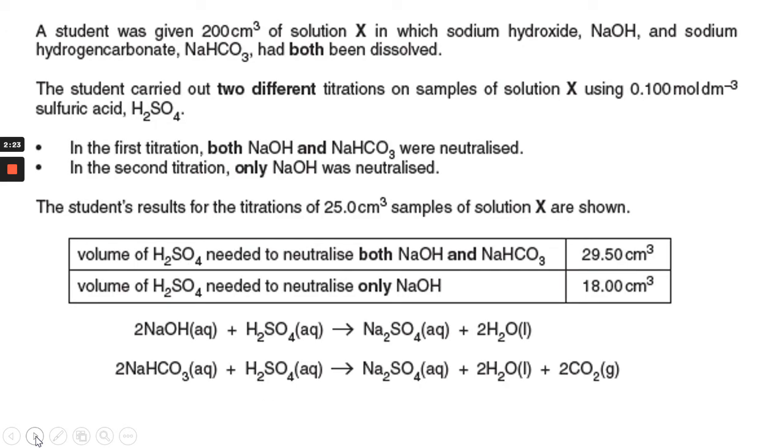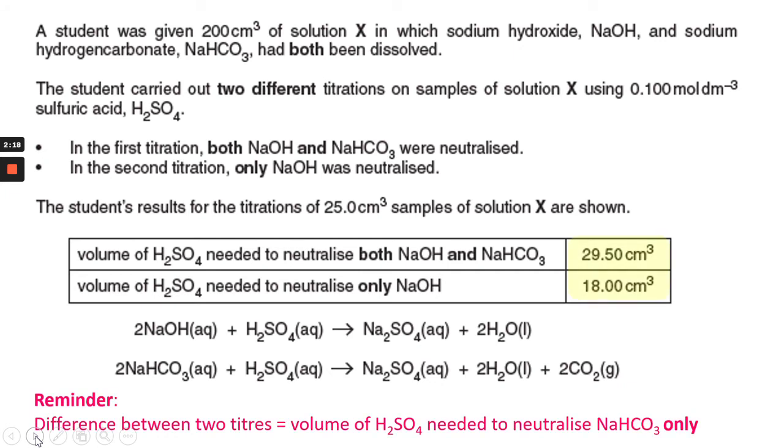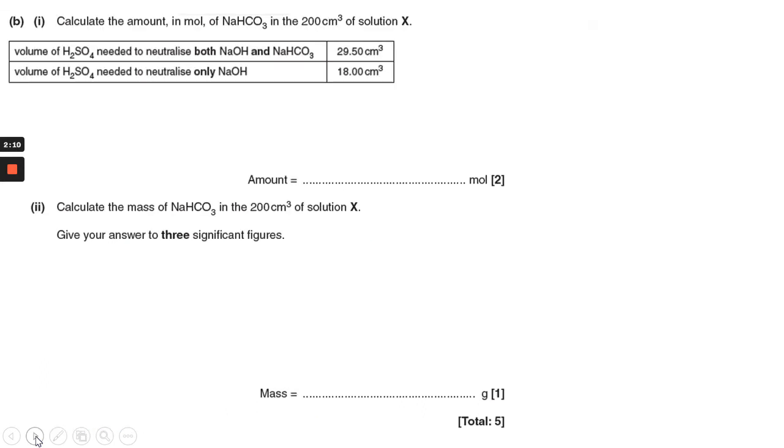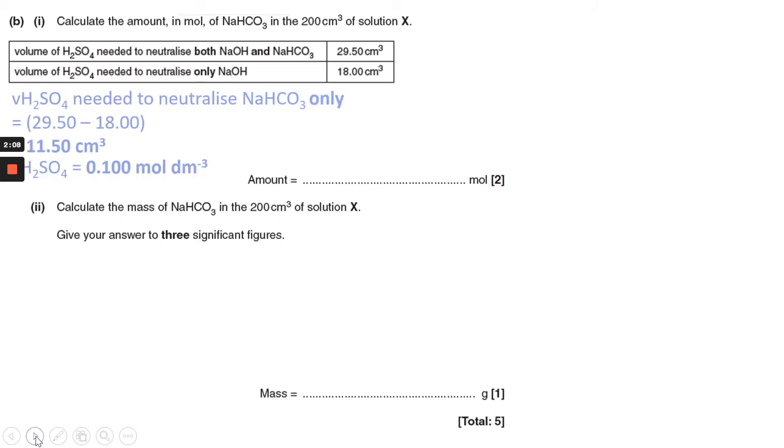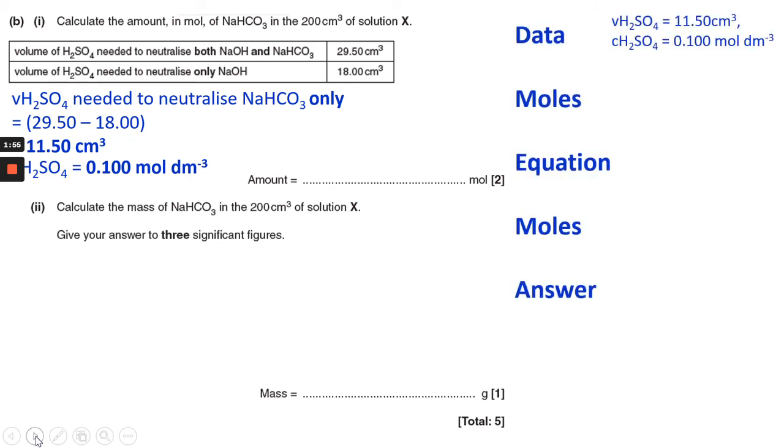Going on to the next part, just reminding ourselves a bit about the two equations. The difference between the two titers is the volume of H2SO4 needed to neutralize NaHCO3 only, so we now make use of this information. So I'll put the information at the top there just as a reminder, and we can see that the volume is 11.50 cm³, and the concentration of H2SO4 is 0.1. So we can do data, moles, equation, moles, answer again and put that information in. That gives us the number of moles of H2SO4 this time as 1.15 × 10⁻³.